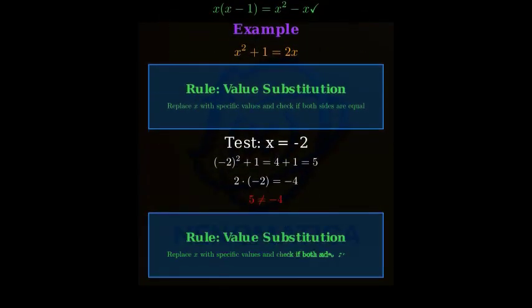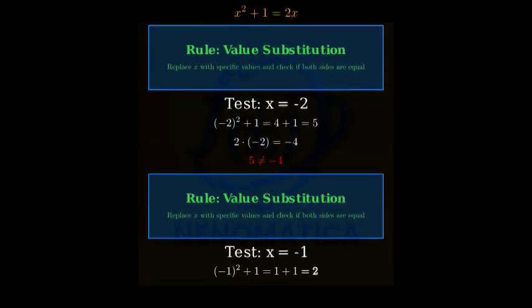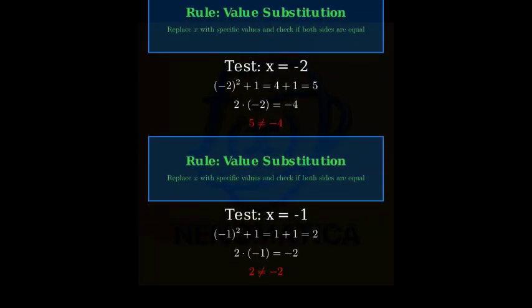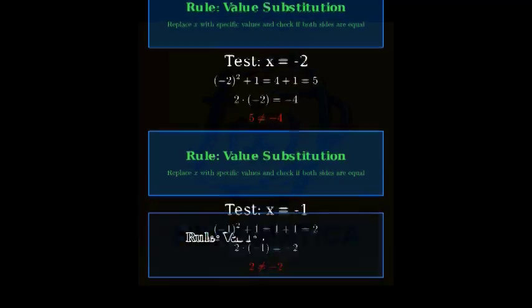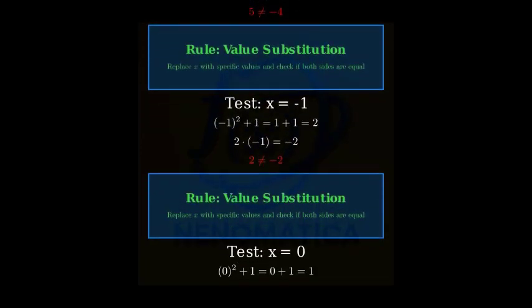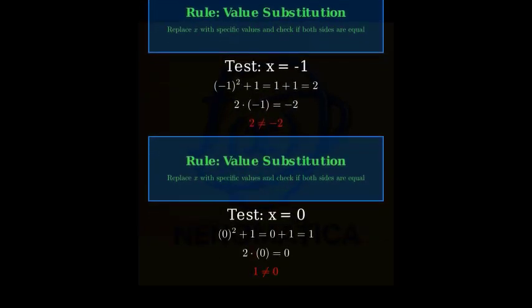Let's check for x equals negative 1. If x equals negative 1, then the left side becomes negative 1 squared plus 1, which is 1 plus 1, which equals 2. The right side becomes 2 times negative 1, which is negative 2. Since the left side equals 2 and the right side equals negative 2, the equation is not satisfied for x equals negative 1. Let's check for x equals 0. If x equals 0, then the left side becomes 0 squared plus 1, which is 0 plus 1, which equals 1. The right side becomes 2 times 0, which is 0. Since the left side equals 1 and the right side equals 0, the equation is not satisfied for x equals 0.